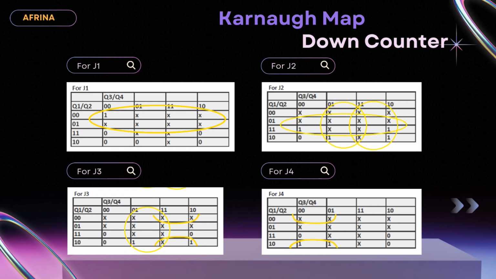This is the K-map for the down counter. The output decreases in reverse order. After mapping, we simplify the expression.